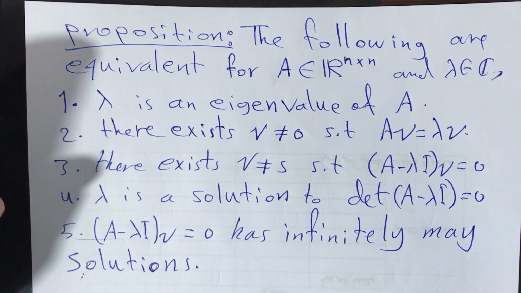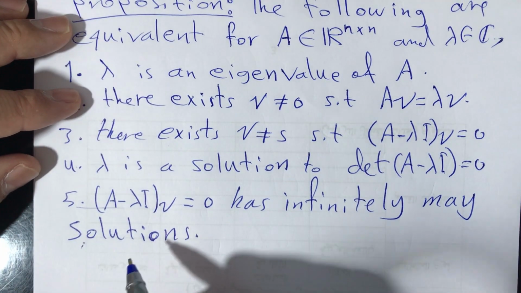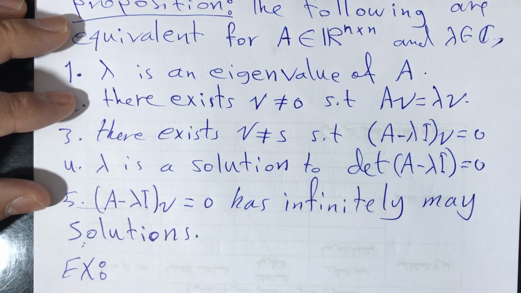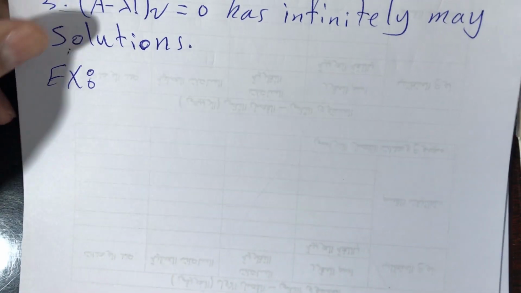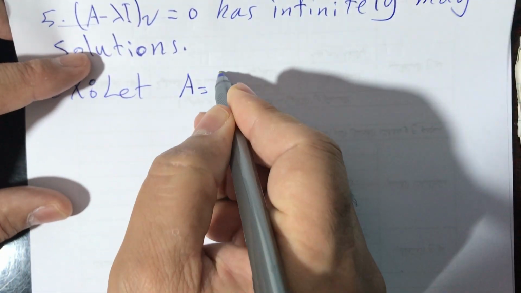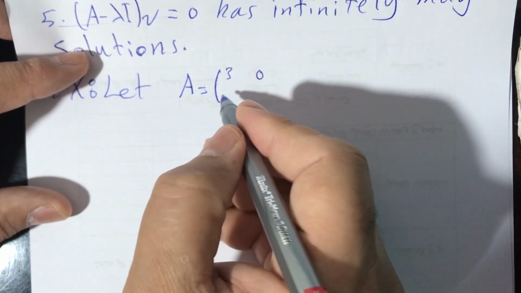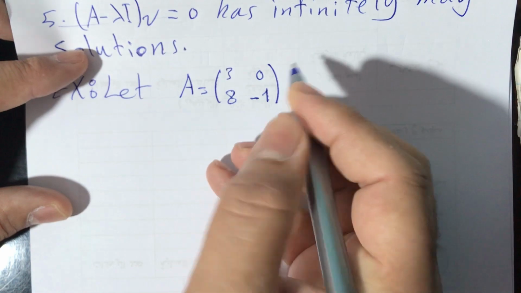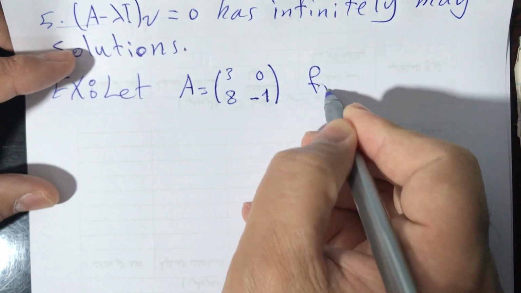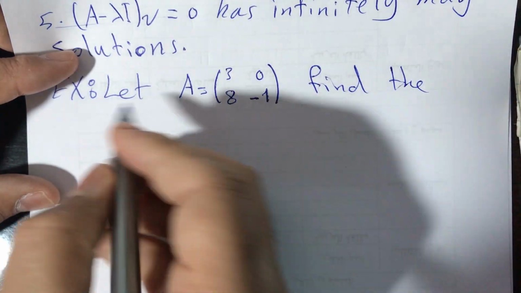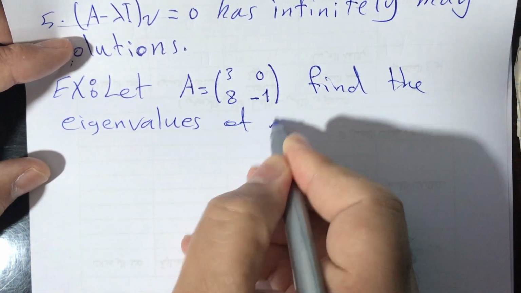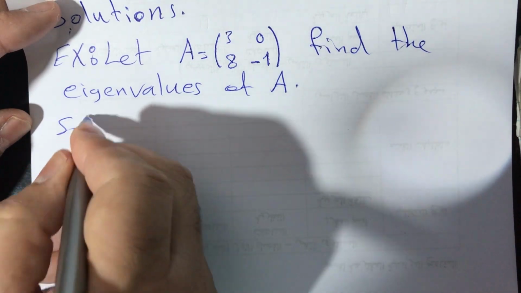Now we take an example to see how we can compute the eigenvalues of a matrix. Let A equal the matrix with rows 3, 0 and 8, minus 1. Find the eigenvalues of A.